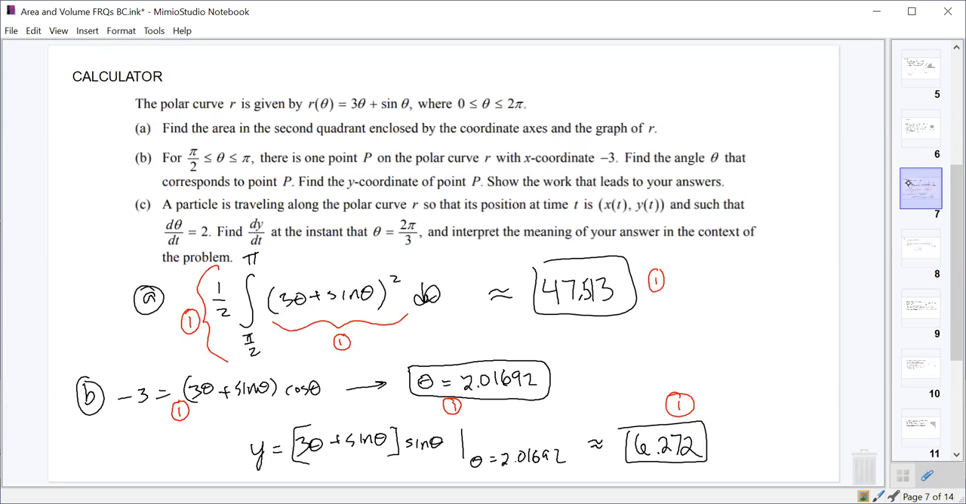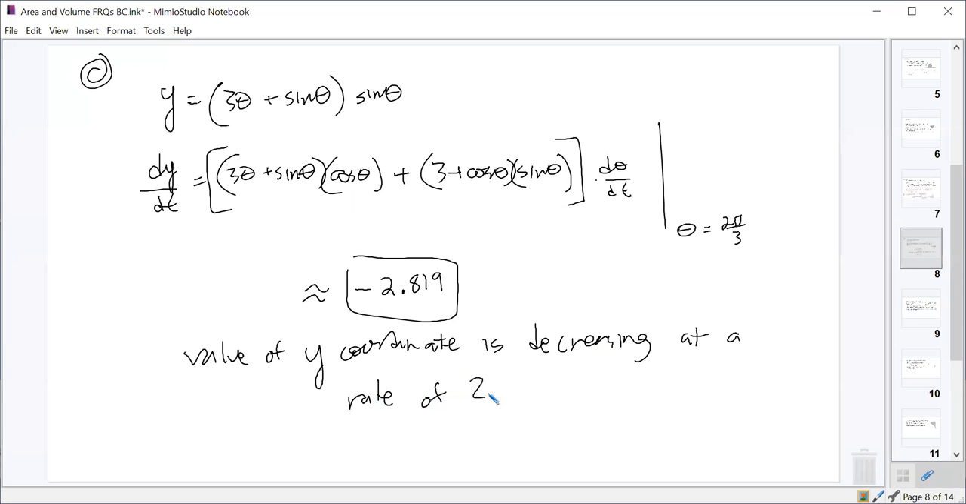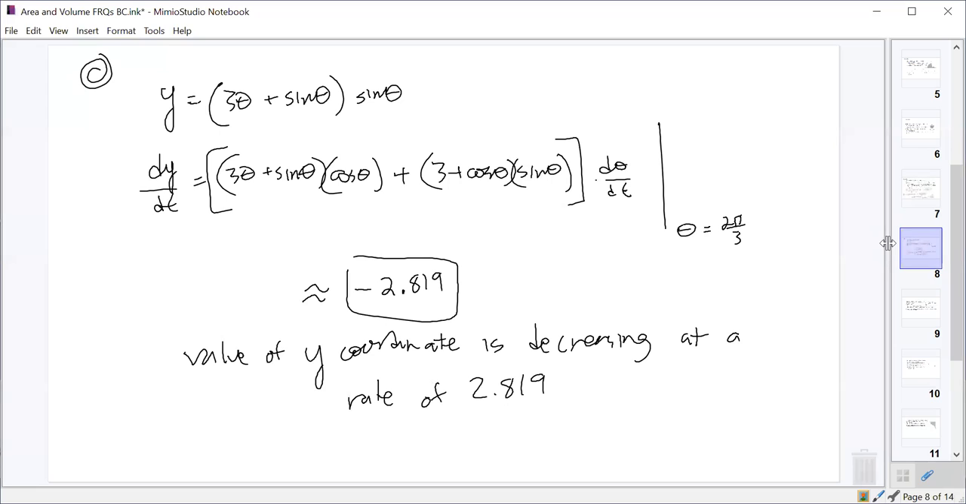And I think it asked us something like, explain what that means in the context of the problem. So all that means is that this is dy dt, so that's how y is changing with respect to time. So it just means that the value of the y coordinate is decreasing at a rate of 2.819 units per time period. I don't know if it gave us a time period, so it didn't. Yeah, just decreasing at a rate of 2.819 would be good enough.